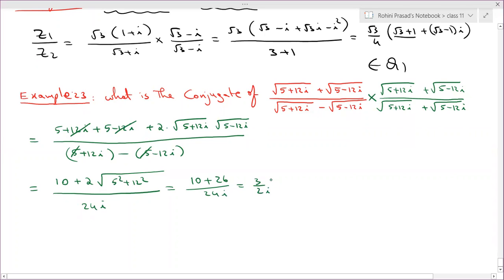But what they're asking is the conjugate of it. First you need to write this in the a plus ib form. So for that, you can multiply and divide with i. You get minus 3i by 2. Therefore, the conjugate of it is equal to plus 3i by 2.